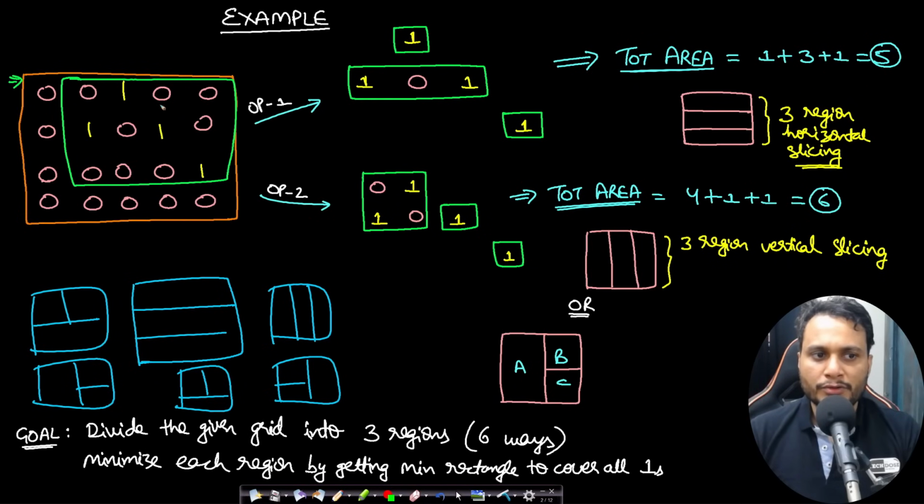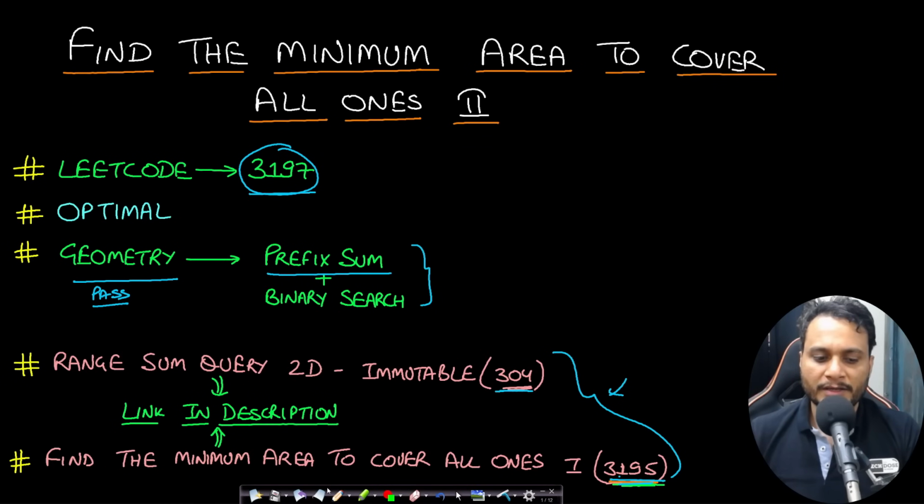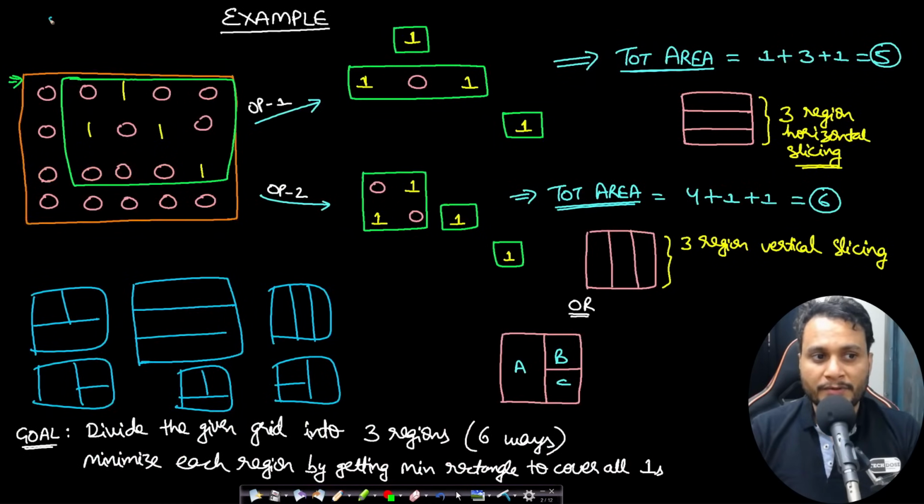Okay, and how do you do that? I will be again using the solution of this 3195. When I have a grid 0, 1, 0, 0, then find the smallest bounding box which has all the ones in it. So 3195 solution will help me here. Okay, so this will have just a single 1. So this rectangle is of size 1 by 1, so the area is 1.